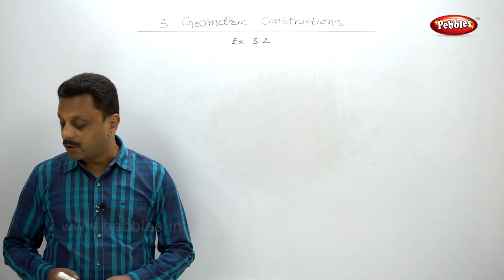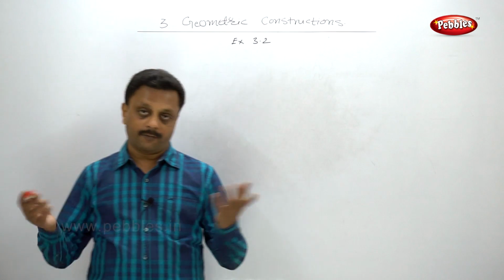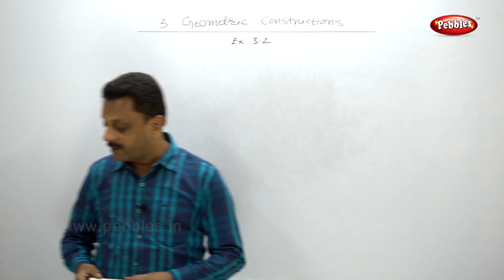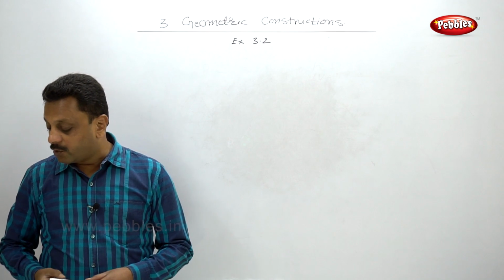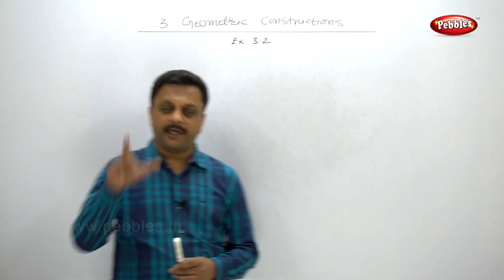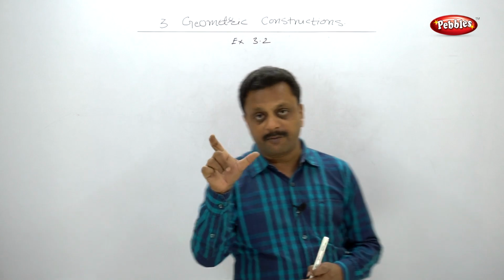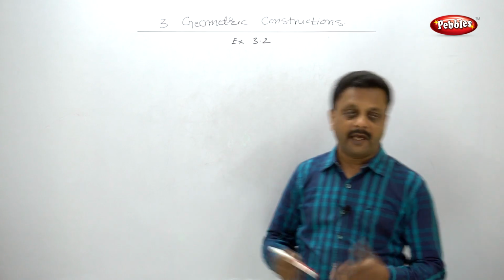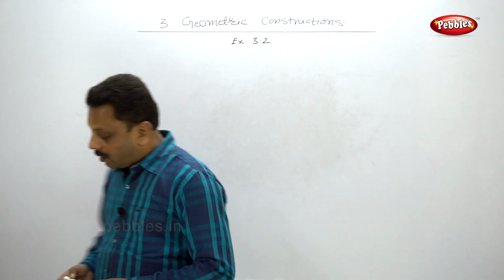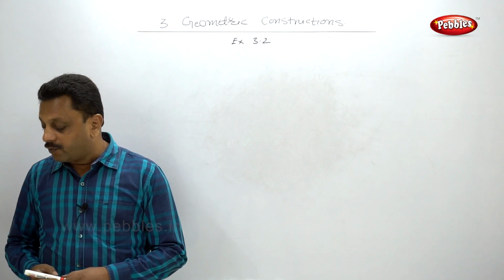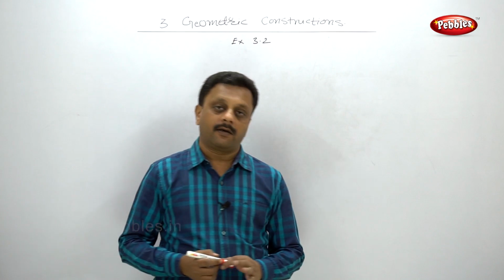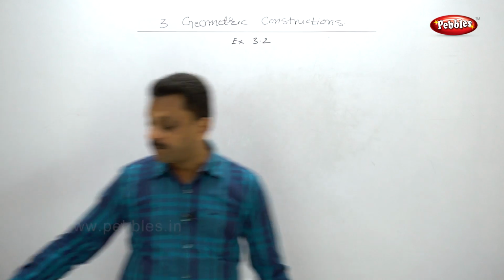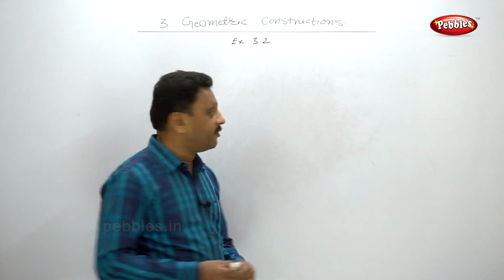Example number 6. Draw a circle of radius 2.7. Draw chord PQ of length 4.5 centimeters. Take 4.5 centimeters in the compass and draw the chord. Any chord you can draw. Draw tangents at P and Q without using the center. Again, very simple example, an extension of the previous example.